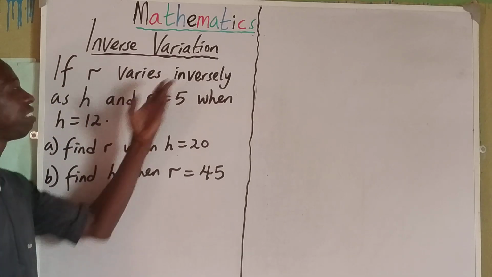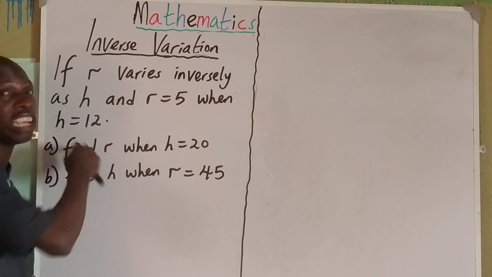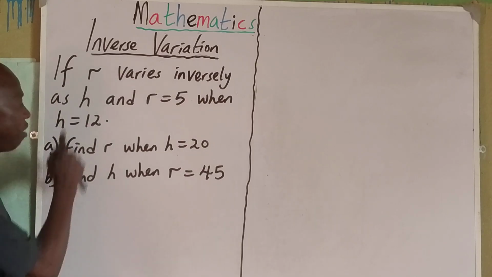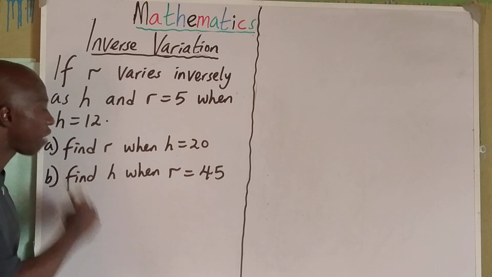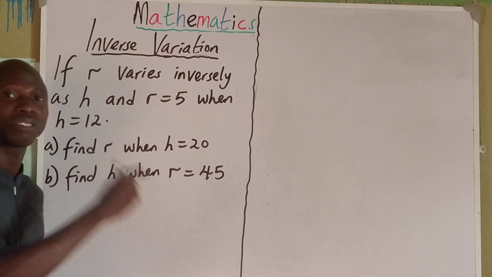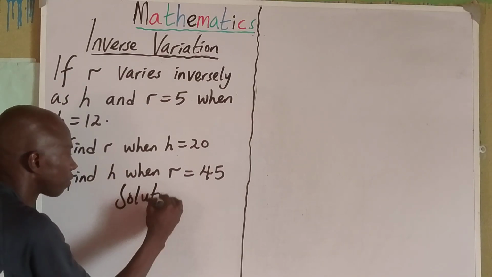If R varies inversely as h and R equals 5 when h equals 12. A. Find R when h equals 20. B. Find h when R equals 45. Now to do this, we say solution.